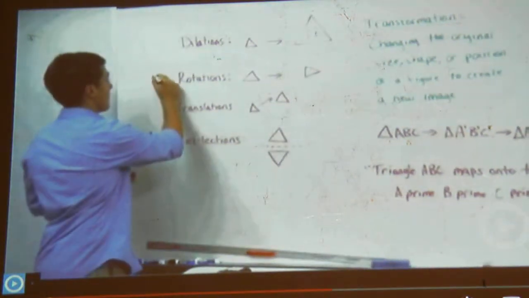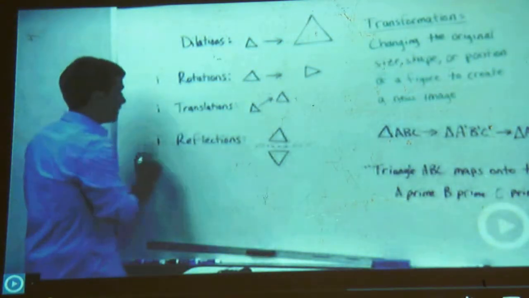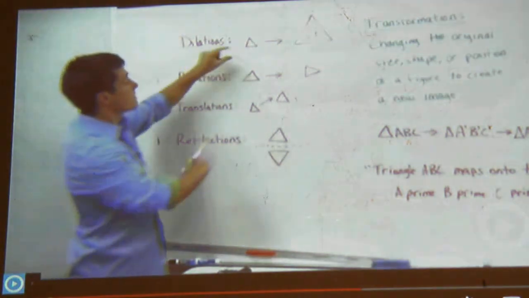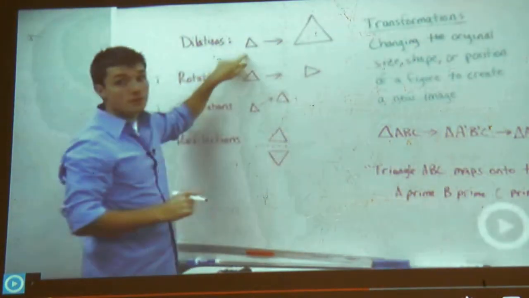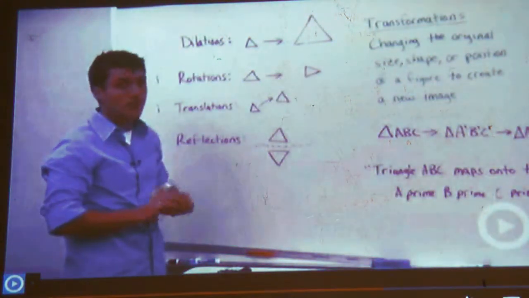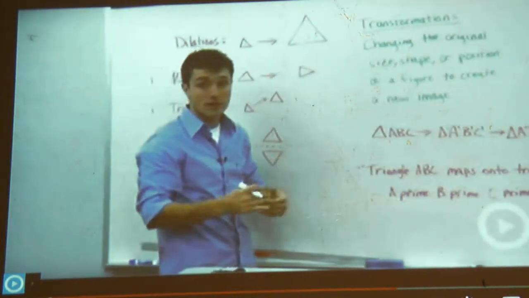Rotations, I'm going to write an I, are isometries. Translations are isometries. And reflections. The reason why dilations are not isometries is because you're changing the size of the shape. So these two are never going to be congruent when you have a dilation, unless your scale factor is equal to 1.